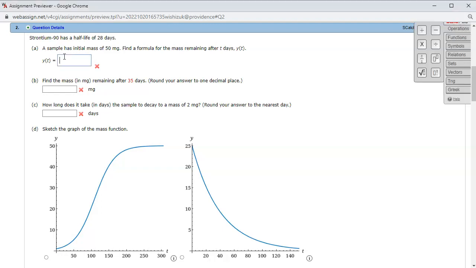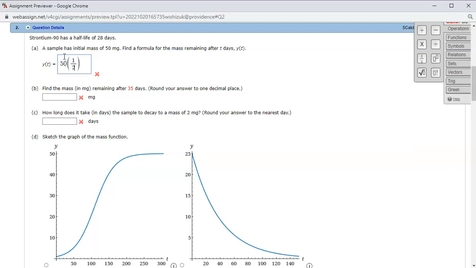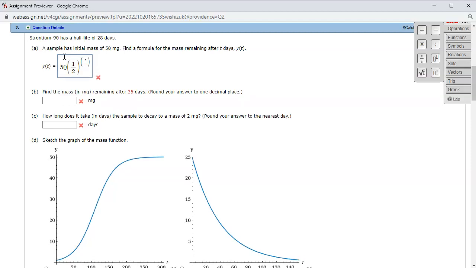Since the initial mass is 50 milligrams, I'm going to put 50. Then, half-life, so it becomes 1/2, 1/2 for every 28 days. So I'm going to raise it to the power, where t is the number of days, and then every 28. So this would be the function.